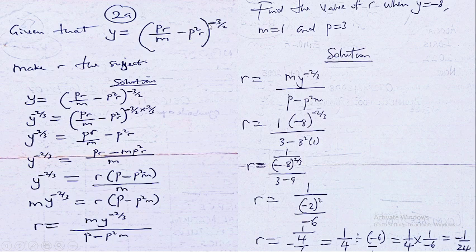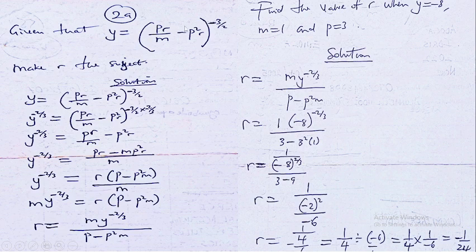So that means there's a need for us to first of all remove this power, because everything here is inside the bracket already. So when it comes to this now, we can use indices to remove this power of minus 3 over 2.